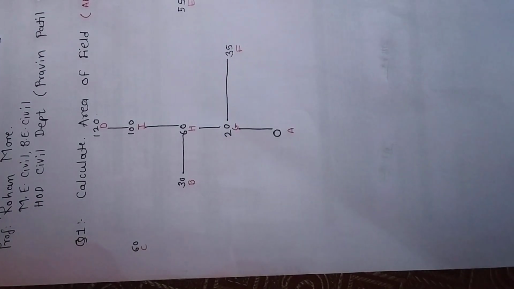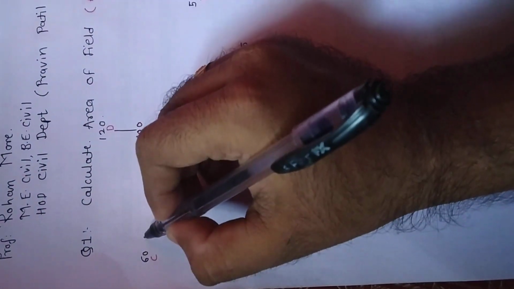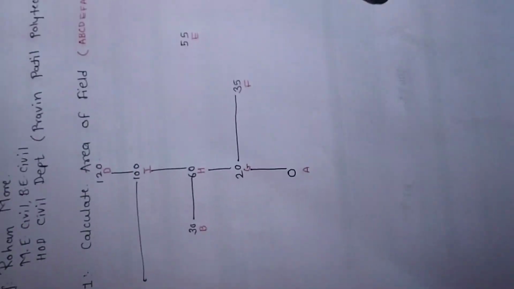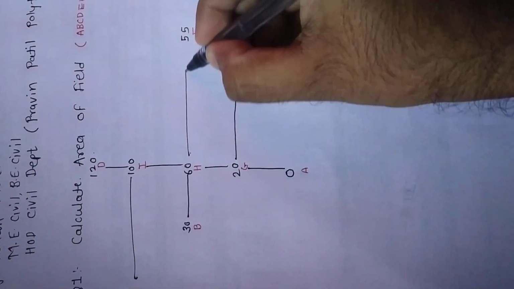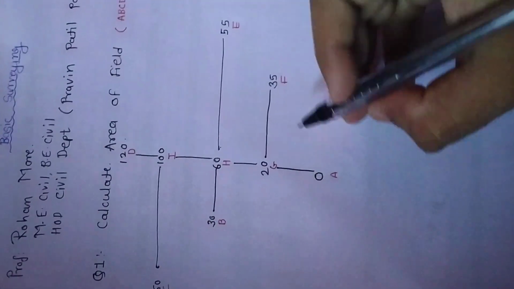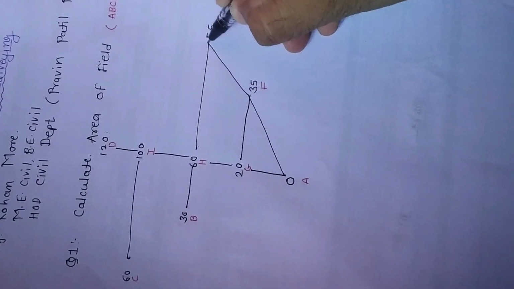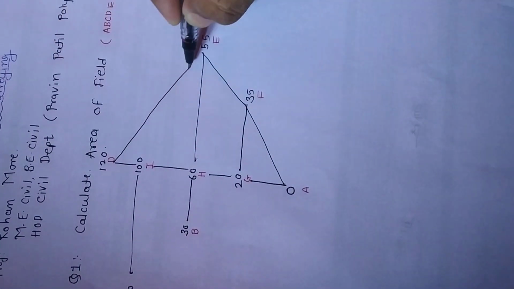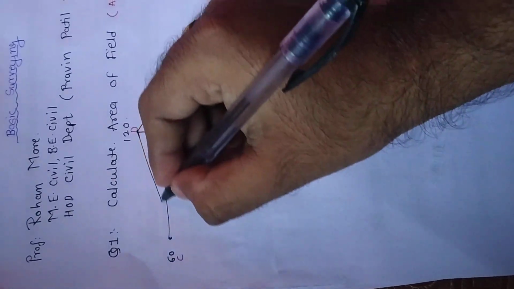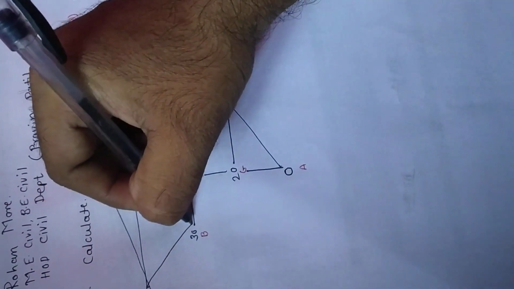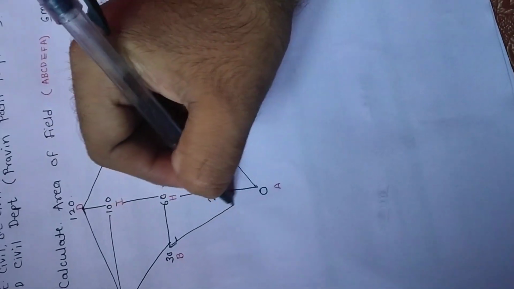alphabets given in the figure. We have to connect the figure first according to their ordinates. As you see in the figure, how I am joining the different coordinates with each other. See how our figure is prepared.